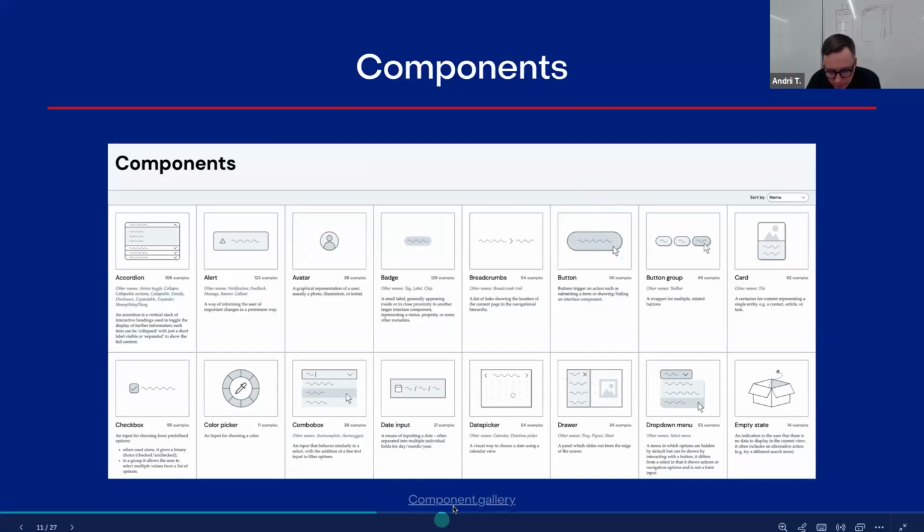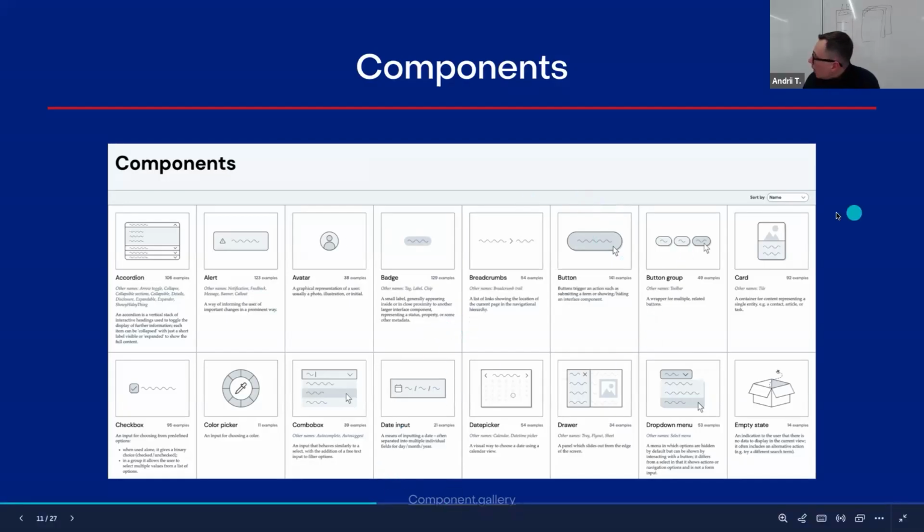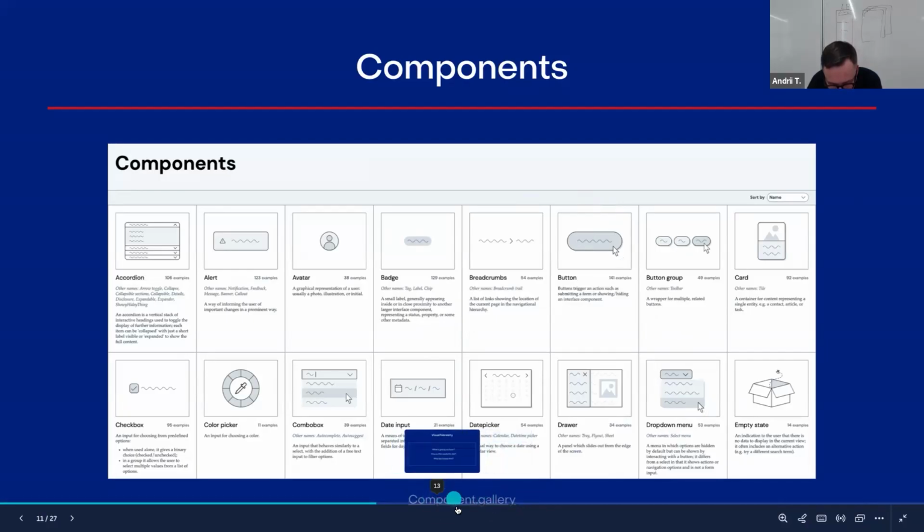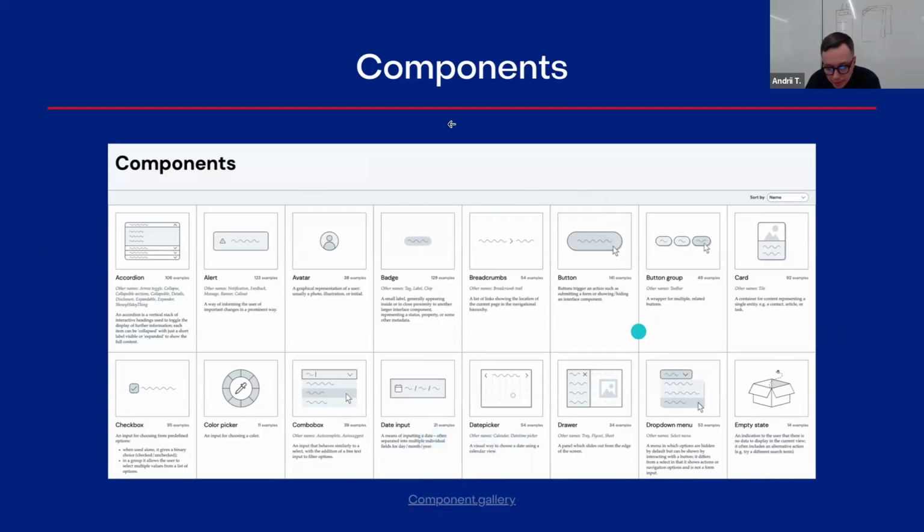Here we have the website component gallery. I recommend you to visit this website. Maybe I will show you how it works, but this link, I don't know, maybe in present mode it doesn't work, but I will show you later. Okay. This is an example of different types of elements. So this is a well-structured website.